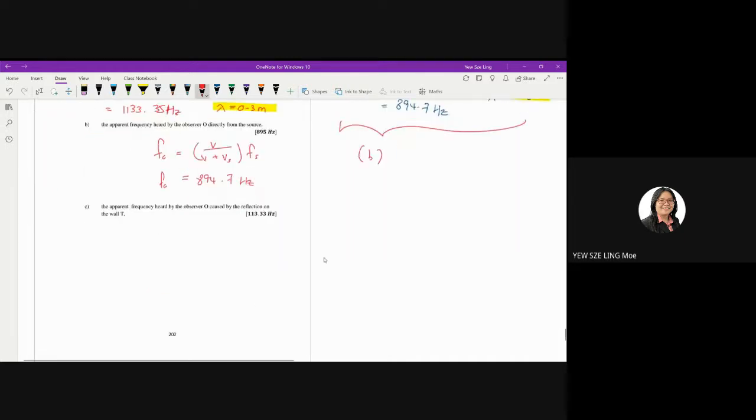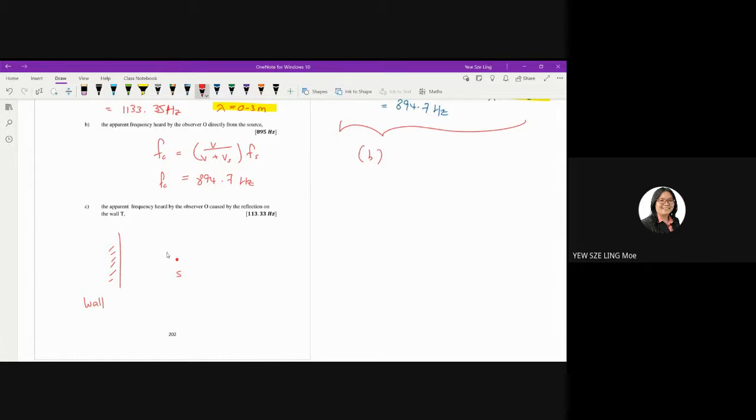So how about question C? The apparent frequency heard by the observer caused by the reflections on the wall. So you want to look at the frequency that is being reflected by the wall. So what is going to happen right here now? Initially you have the wall right here. Okay, this is your wall, and then this is the source. So this is the first case, first scenario, first stage of the question.